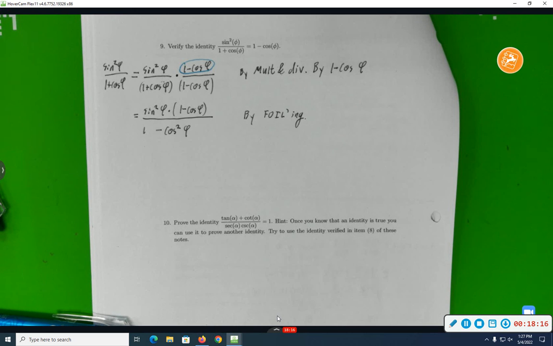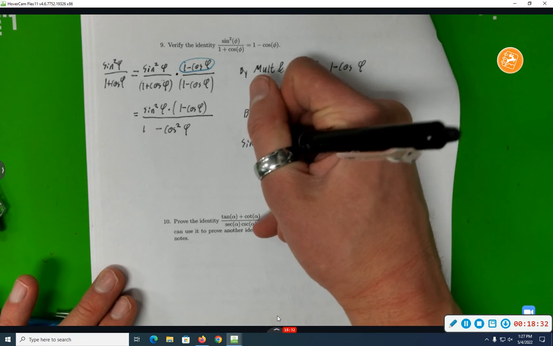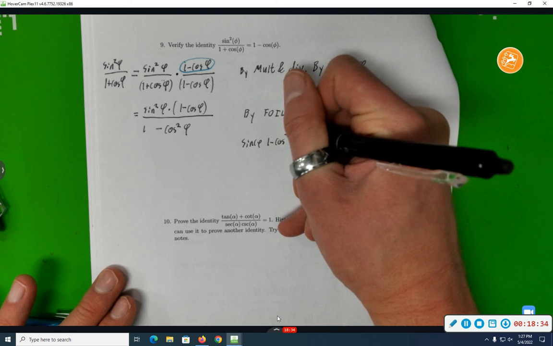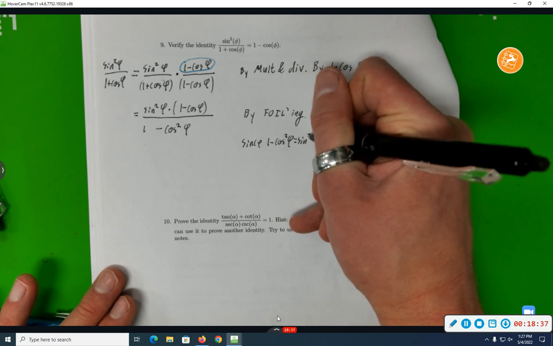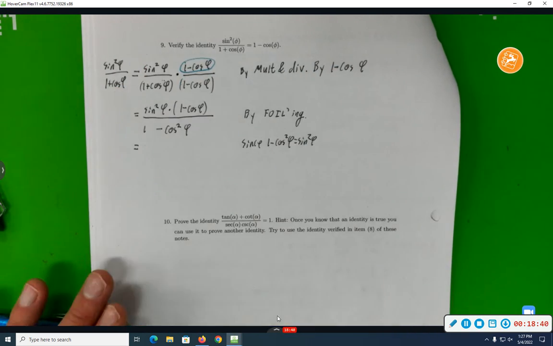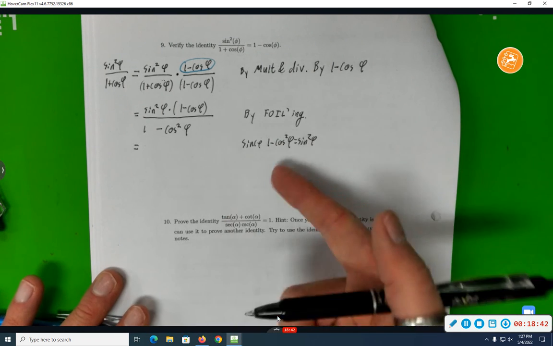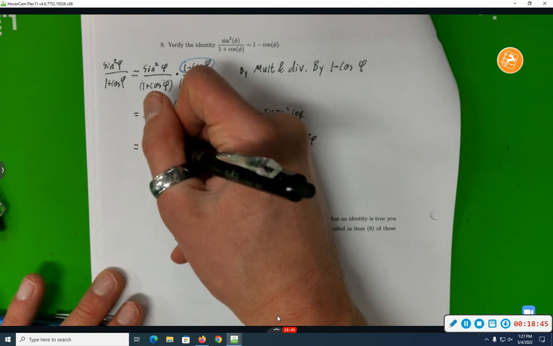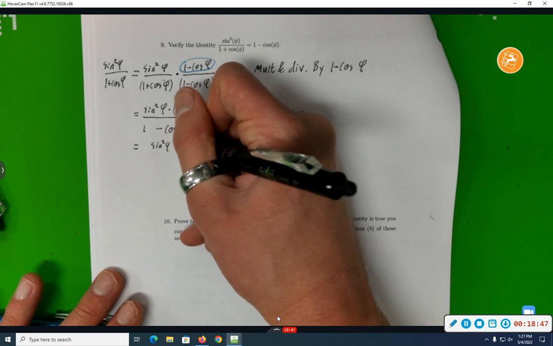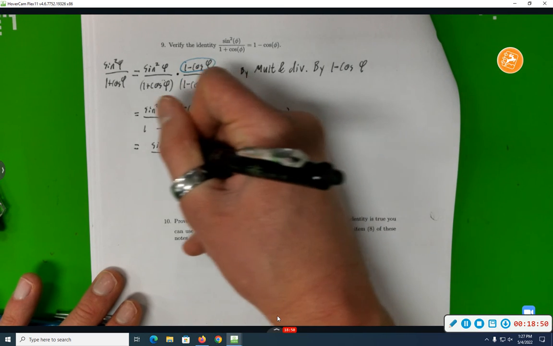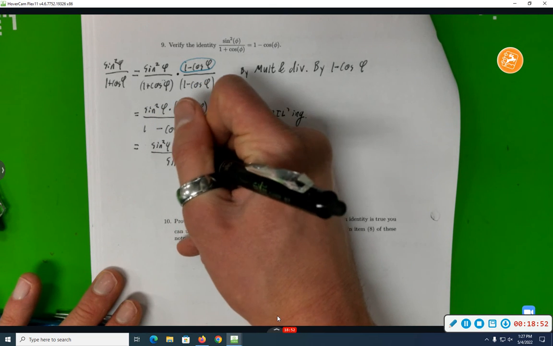Anyone see a thing? What do you see? The denominator will become sine squared. The denominator is sine squared. So let's use that. Since 1 minus cosine squared phi equals sine squared phi, or if you like, that's by the Pythagorean identity. But you know that works. This is sine squared phi, 1 minus cosine phi, all over sine squared phi.